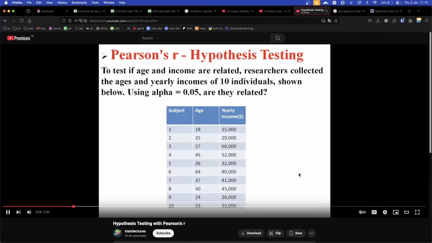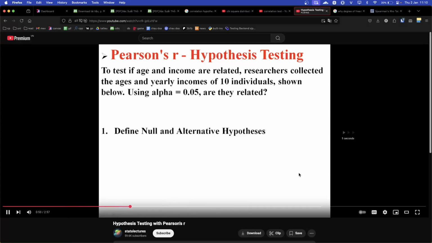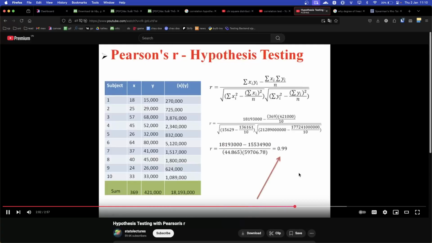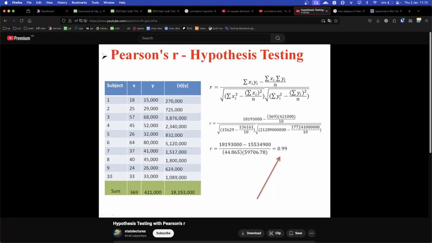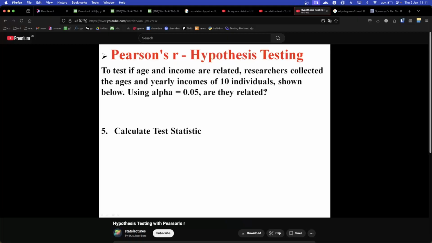So the incomes. Using alpha 0.05, are they related? It is greater than 0.6. So I don't want to go through it again, but here's everything that we did. And this is a process that we worked through in order to come with that hypothesis, 0.62. We're going to reject the null hypothesis.